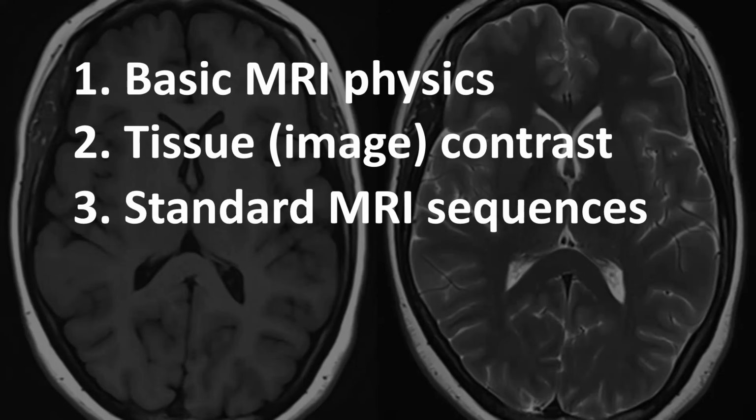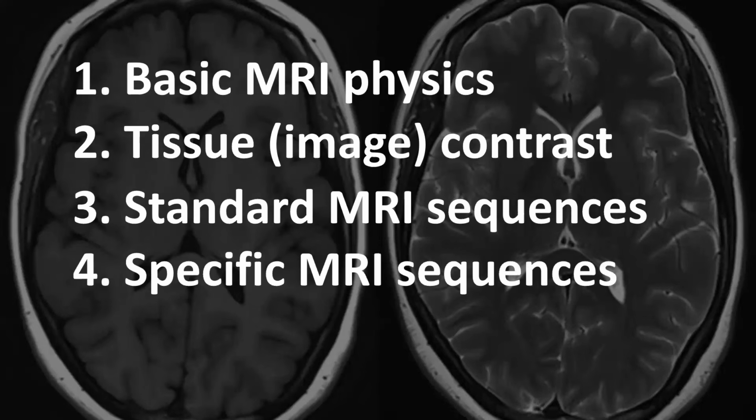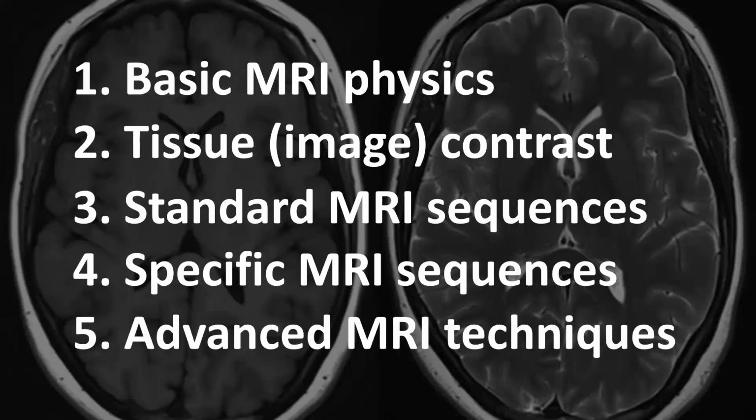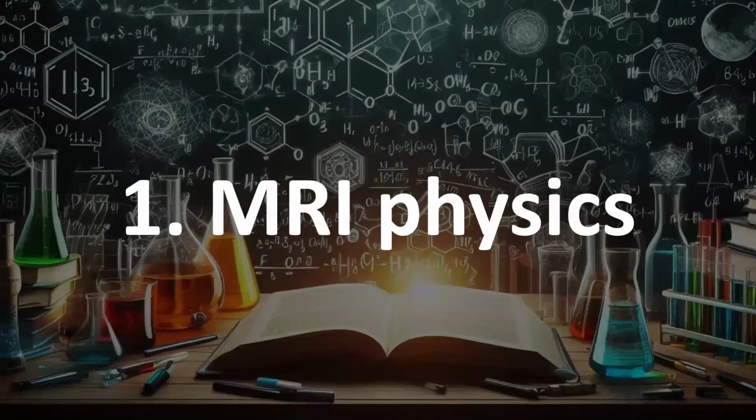I'm going to talk about some of the basic MRI sequences, what things look like on them and how we generate them. Some more specific MRI sequences like 3D sequences, for instance, and some advanced MRI techniques like fMRI, spectroscopy, MRI perfusion, and diffusion tensor imaging. Let's start with basic MRI physics.